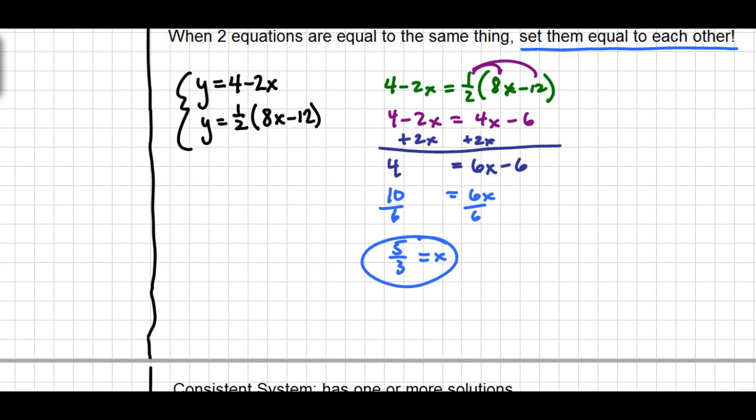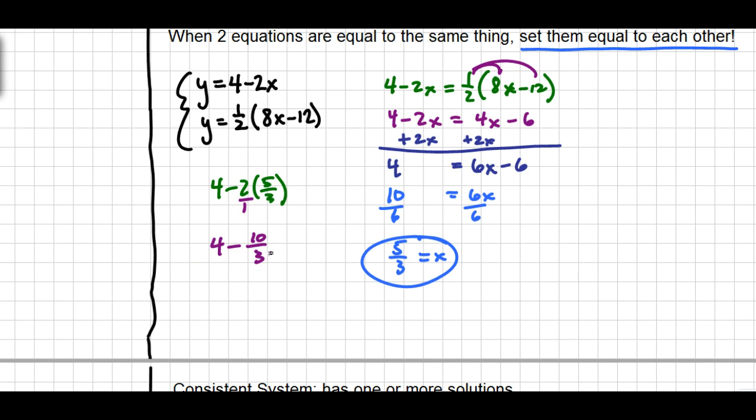So now let's find the y value, because remember you have two variables you have to deal with. For the y value, I can plug the x value into either equation. I'm going to plug it into the top one because it doesn't have any parentheses for me to deal with. So I'm going to multiply by that 5/3. When I multiply fractions, just remember that 2 is 2 over 1. So I'm going to end up with 10/3 there.